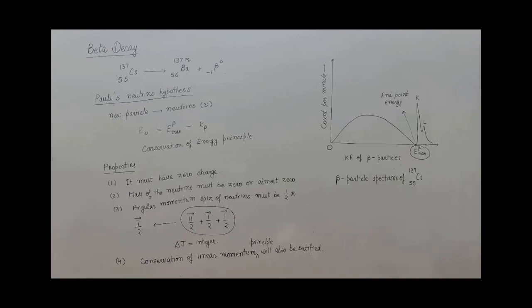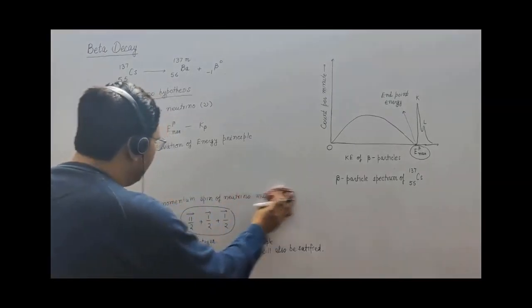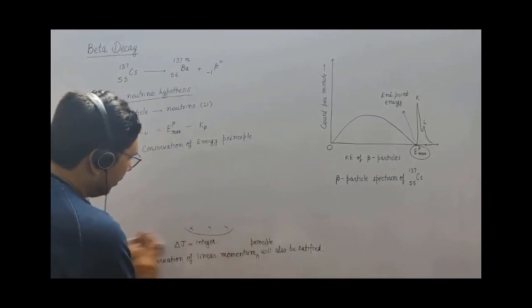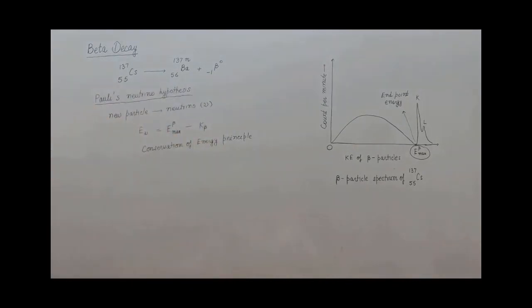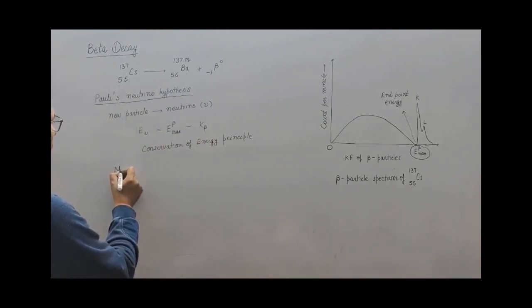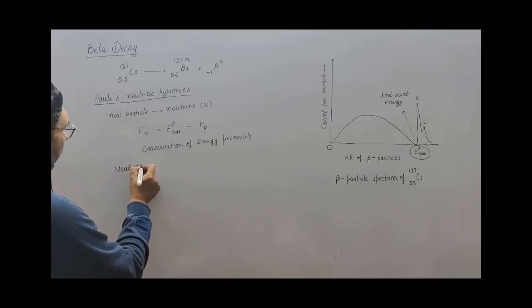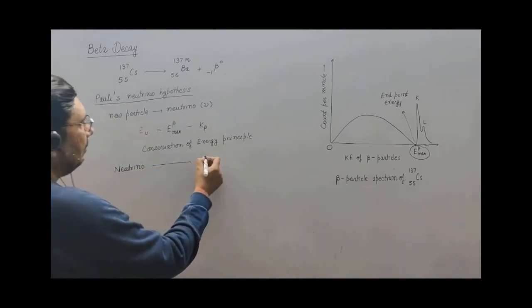So these are the properties of the neutrino. Apart from these properties, there is one more important fact about the neutrino, and that is that there is an antiparticle of this. We have the neutrino, and this neutrino has an antiparticle.